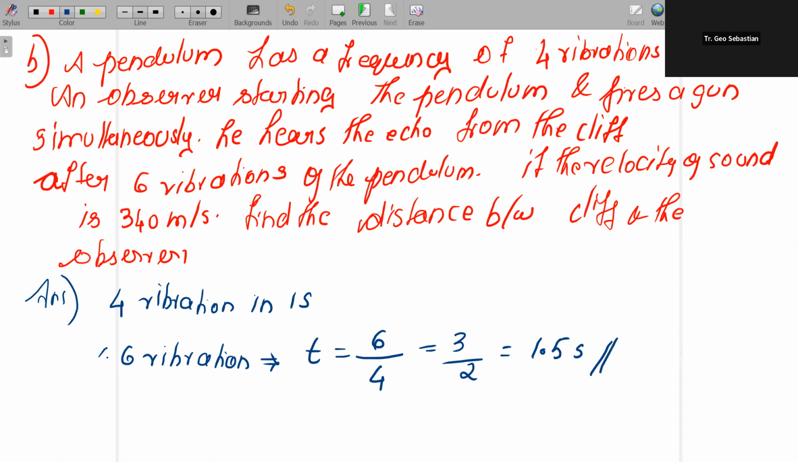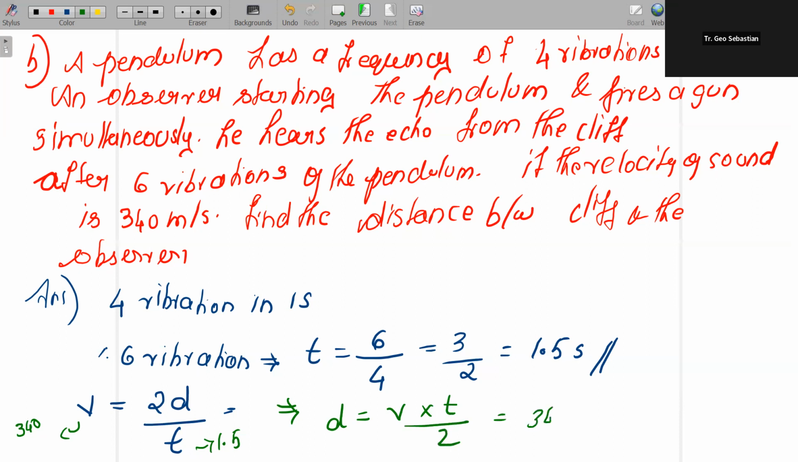You got the time. Now you know distance. V is equal to 2D by T, right? And we know the speed of sound, V is 340, and the time we understood is 1.5. Therefore, distance is equal to V into T divided by 2. That is 340 into 1.5 divided by 2. This is nothing but 255 meter. I hope you guys understood this.